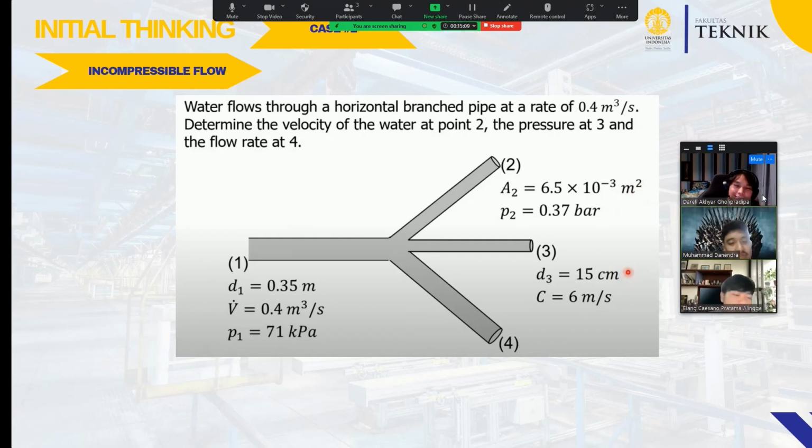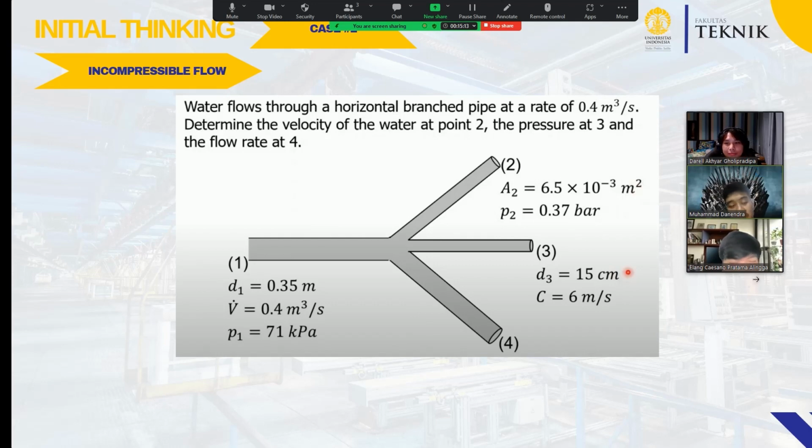I think that's all from me. Now we will go into case 2, which is an incompressible flow case, which will be solved by my friend Dara. I think, okay, this one is for Elang.